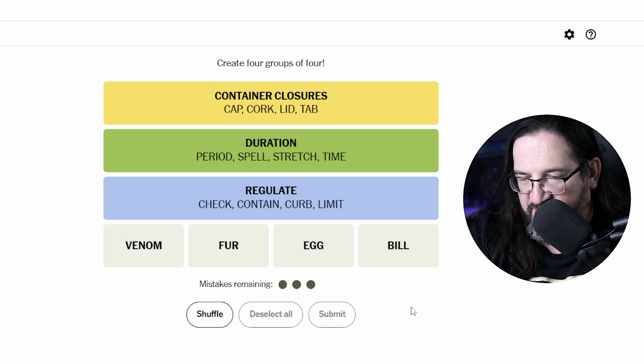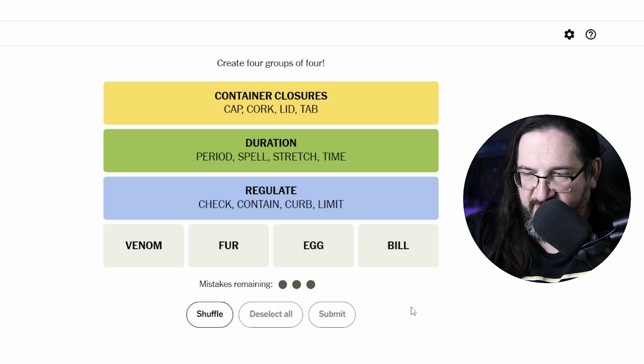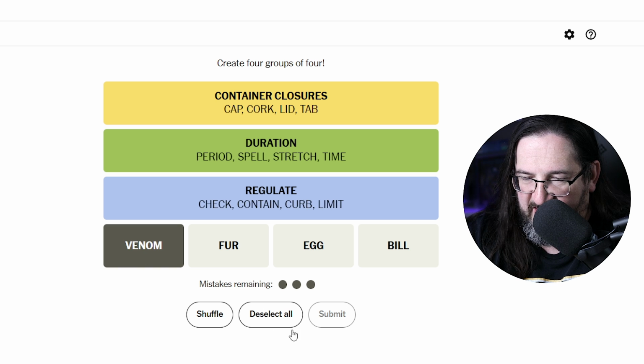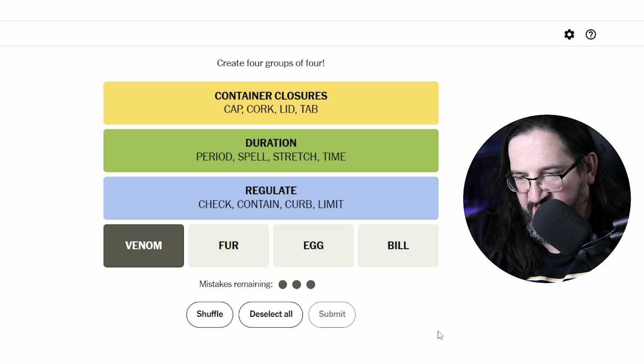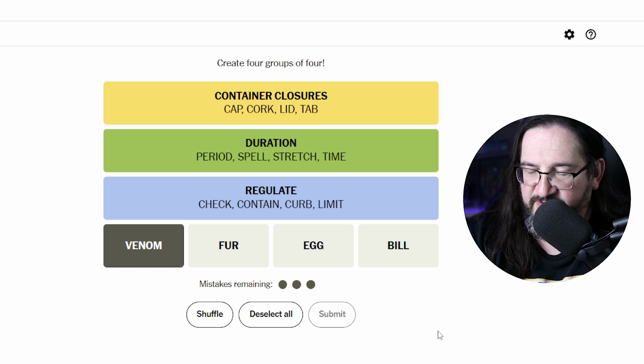Poached egg. Let's start with phrases. Poached egg. Scrambled egg. Scrambled bill. No. Eggs Benedict. Bill Benedict. I'm sure there's a Bill Benedict, but I don't think there's a fur Benedict. Venom, is Venom like a comic book character? Are these partial names of comic book characters? Egg coat, bill coat, fur coat, venom coat? No. Dollar bill. Interesting. Fur coat.